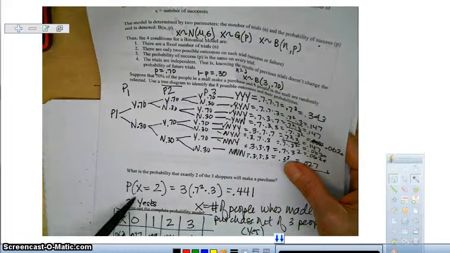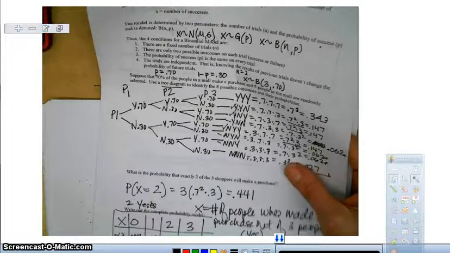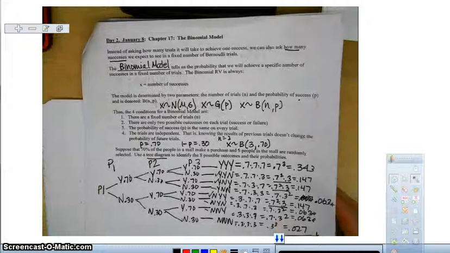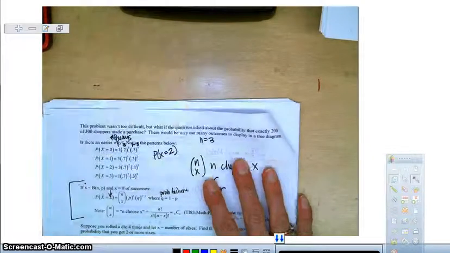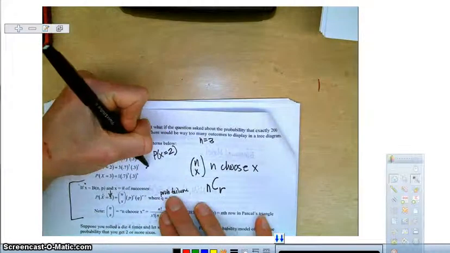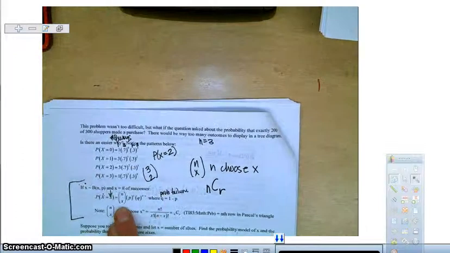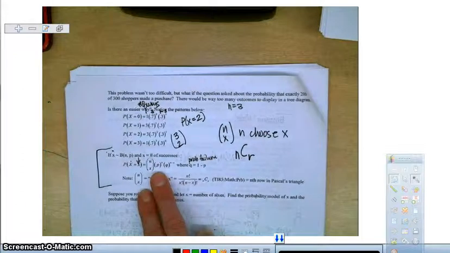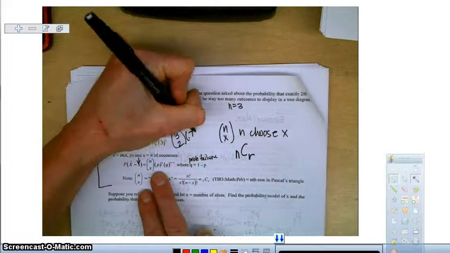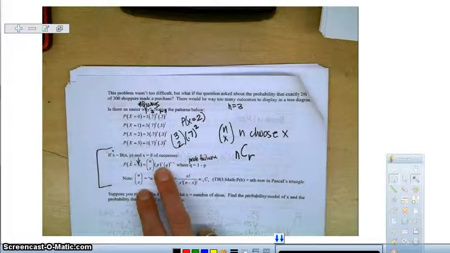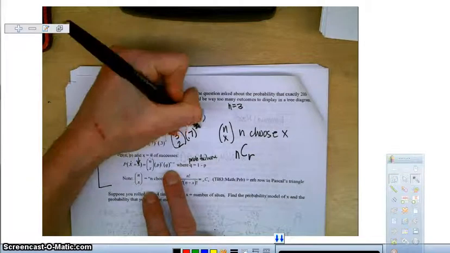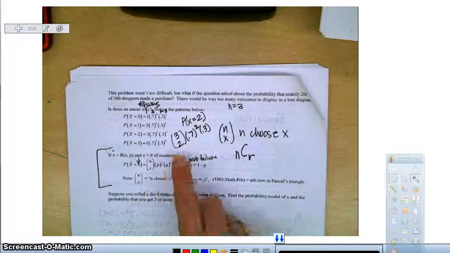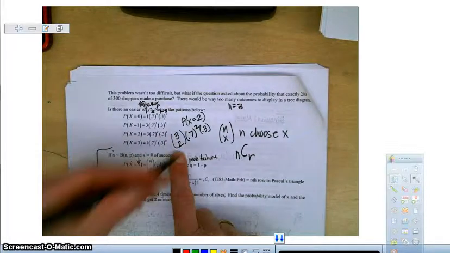x was 2. So if we just calculate this probability using the formula, I want to show you how it is very similar. Okay, so the formula, if I'm going to use the formula to find the probability that x equals 2 shoppers said yes, that would be 3 choose 2 from this first part. Okay, p, the probability of success, was 0.7. We're going to square that because x is 2, to the x power. And then q, which is 1 minus p, the probability of failure, 0.3, to the n minus x. 3 is n, 2 is x, 3 minus 2 is 1.